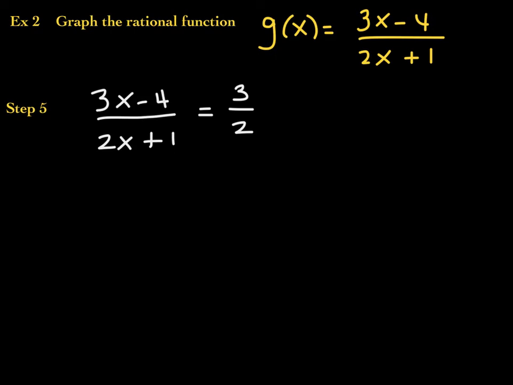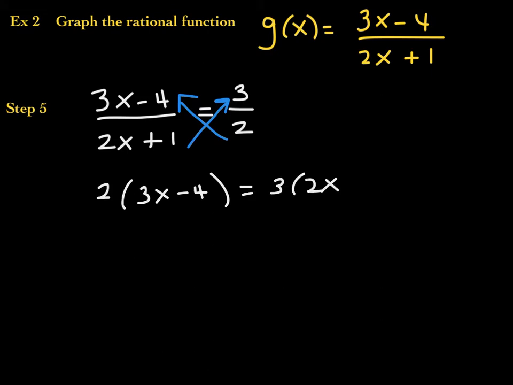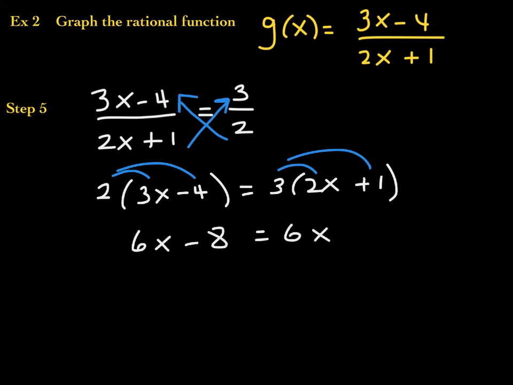Now, what I'm going to do to solve this equation is, and there's multiple things you can do, I'm going to cross multiply. Okay, I'm going to cross multiply. So when I cross multiply, I get 2 times 3x minus 4 must be equal to 3 times 2x plus 1. Okay, and now I will distribute the 2 on the left, and on the right I'll distribute the 3. Okay, everybody? So then we end up with 6x minus 8 is equal to 6x plus 3.